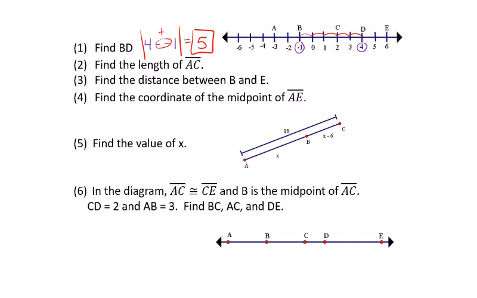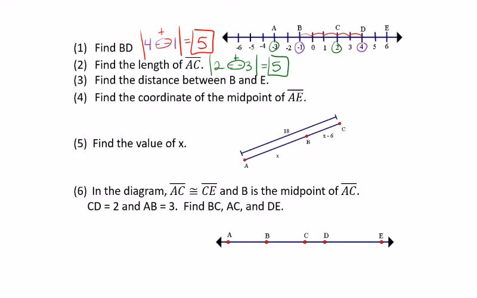All right, number two, find the length of segment AC. So same process. Segment AC, from -3 to 2. So I'm just going to do 2 minus -3, and that's going to be 5. Even if I did -3 minus 2, I would have had -5. But remember, always take the absolute value when you're finding length.